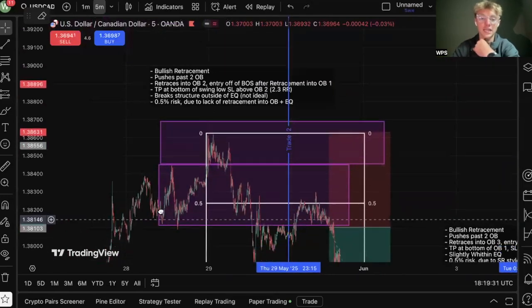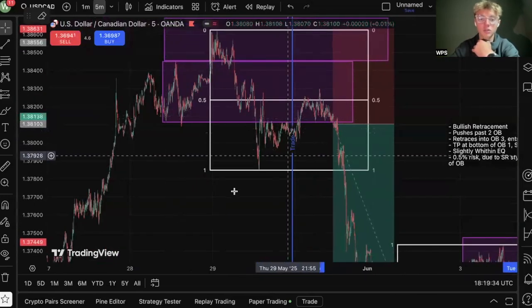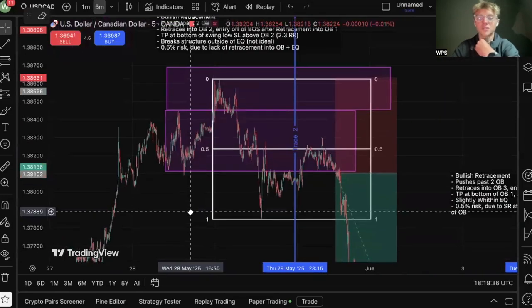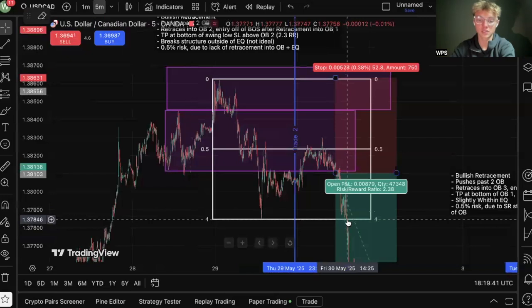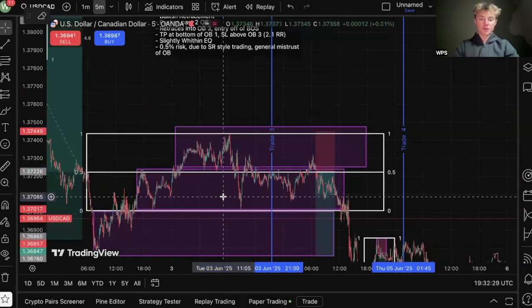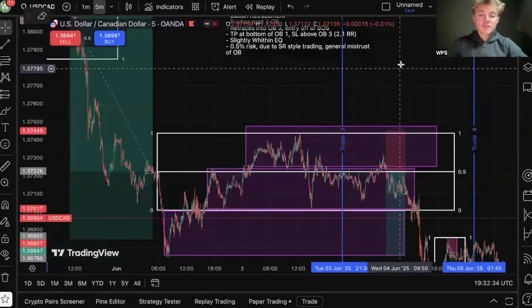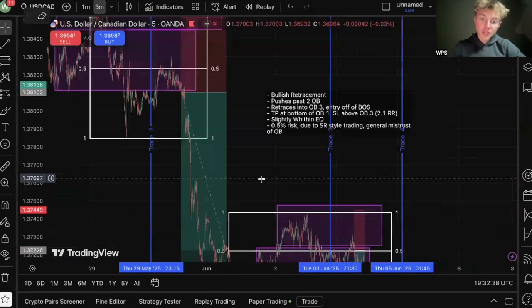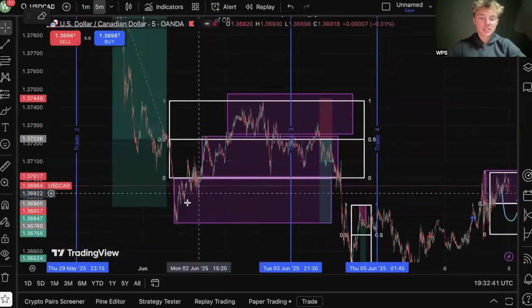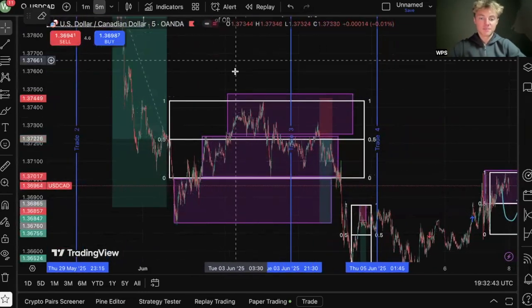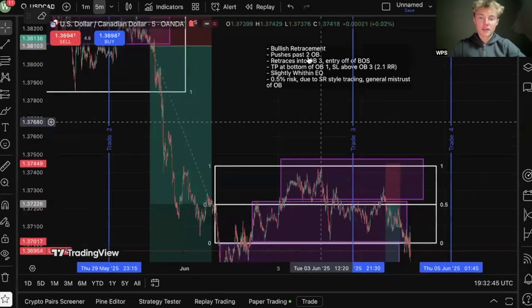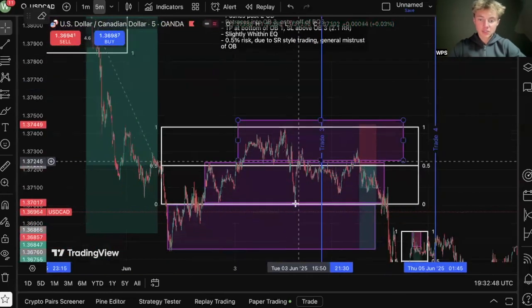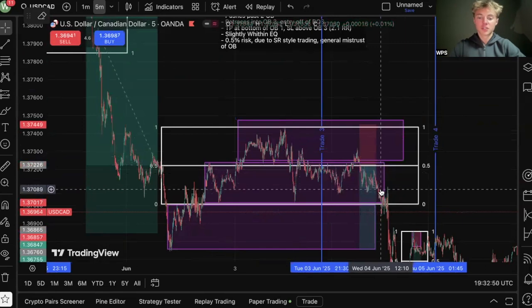And due to the lack of clear equilibrium and the support and resistance type order blocks, I would only do a 0.5% risk. All right, so for the third back-tested trade of the day, we found something very similar, which was a bullish retracement on a bearish trend. Price pushed past three order blocks this time, and what we found is after price retraced into order block three, it broke structure to the downside.